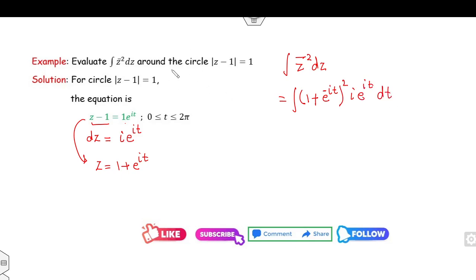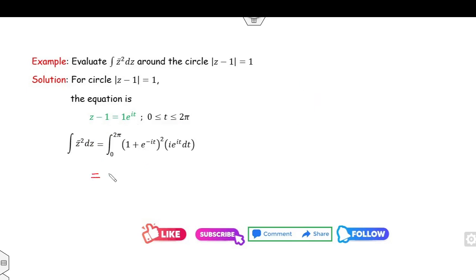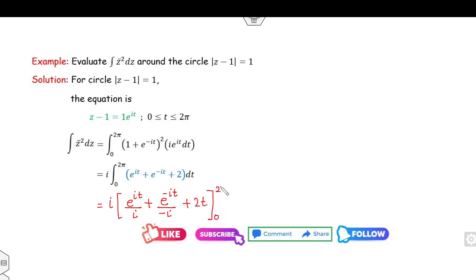Fine. The limit is a complete circle. The limit is 0 to 2 pi. Now you can open this bracket. Firstly, I can take iota as common. It is a square plus b square plus 2ab minus iota t into e raised to power iota t. Now you can multiply this e raised to power iota t inside. You will get this expression. Can you find the integration of this? E raised to power iota t divided by iota plus e raised to power minus iota t divided by minus iota plus 2 into t from 0 to 2 pi.